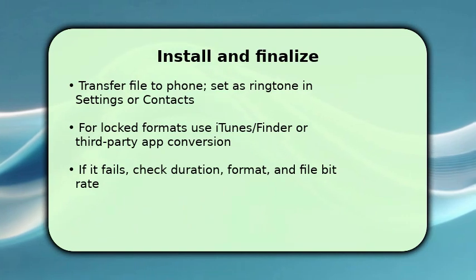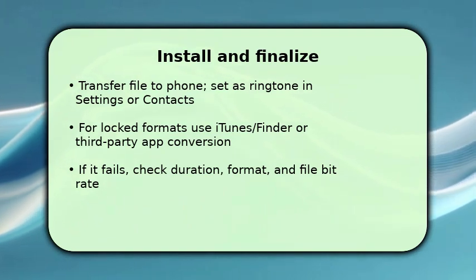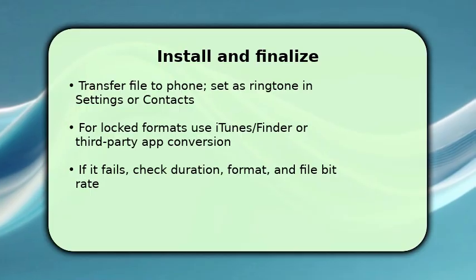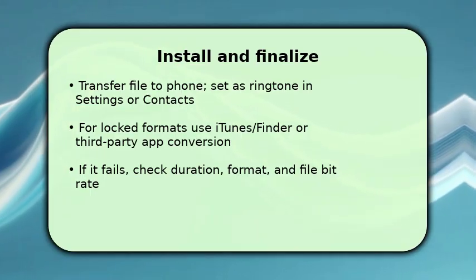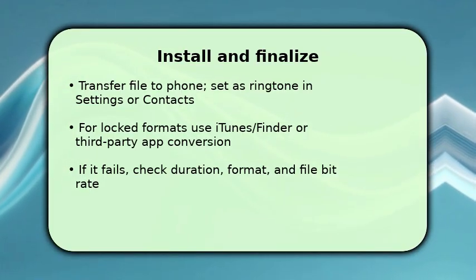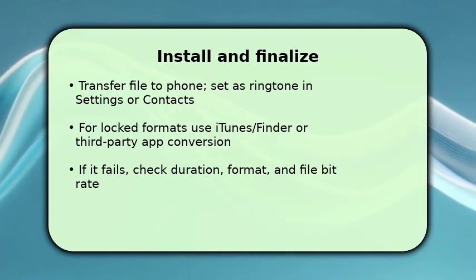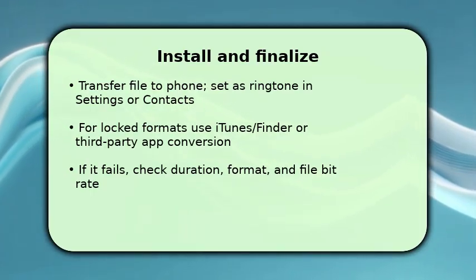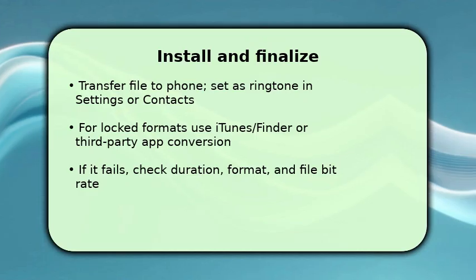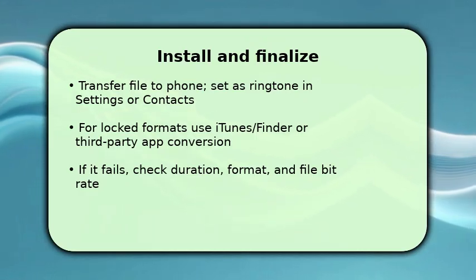Finally, transfer the exported file to your phone and assign it. On Android, copy to Ringtone's folder and select in Settings. On iPhone, convert to M4R and sync via Finder/iTunes or use a supported app. Once transferred, verify contact-specific assignment if desired and test volume and loop behavior.